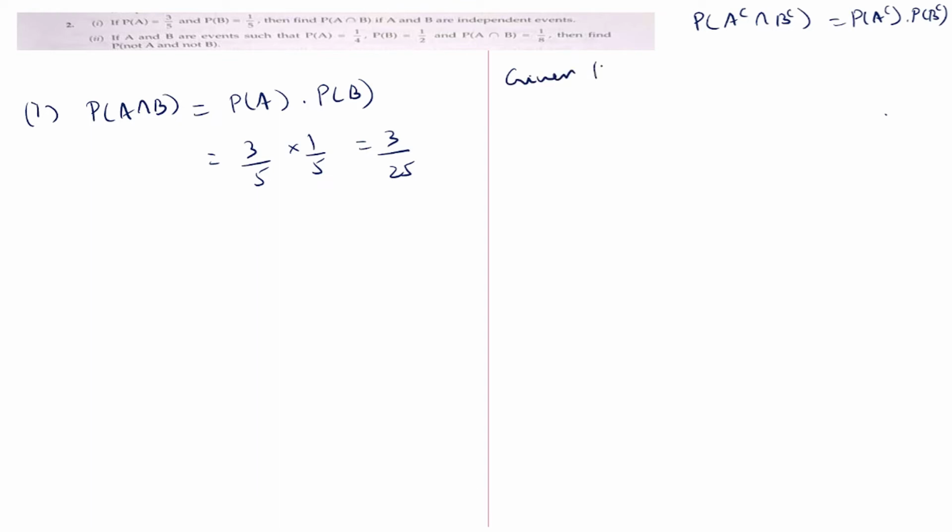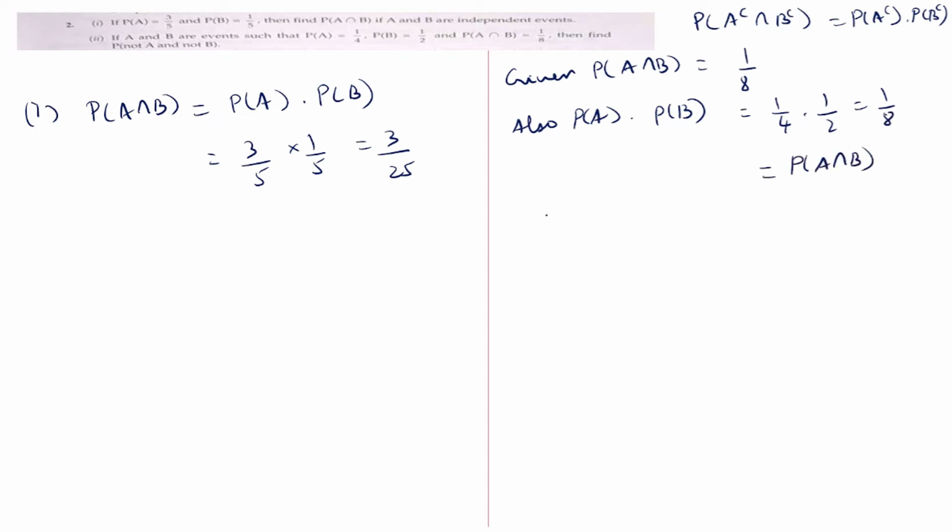Given probability of A intersection B is equal to 1 by 8. Also probability of A into probability of B equal to 1 by 4 into half. This is equal to 1 by 8. This is equal to probability of A intersection B. Therefore, A and B are independent. This implies A complement and B complement are independent. There is a theorem which states this.